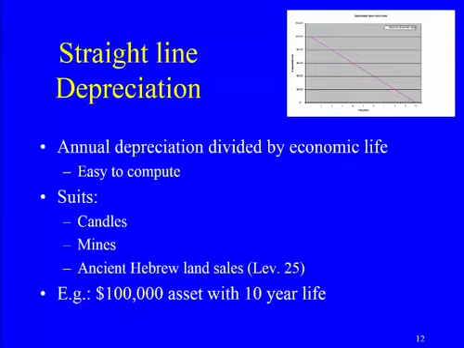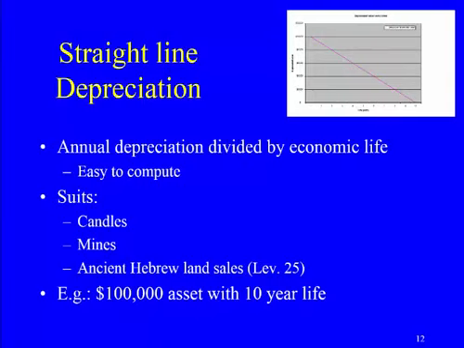It also suits the valuation of land in the ancient Hebrew tradition of the Jubilee. However, it's some years since we've valued land this way. If we look at, say, a $100,000 asset with a 10-year life, it's only mental arithmetic to work out that we can depreciate that asset by $10,000 a year for 10 years to completely depreciate its capital value away. And so it's very, very easy to compute.